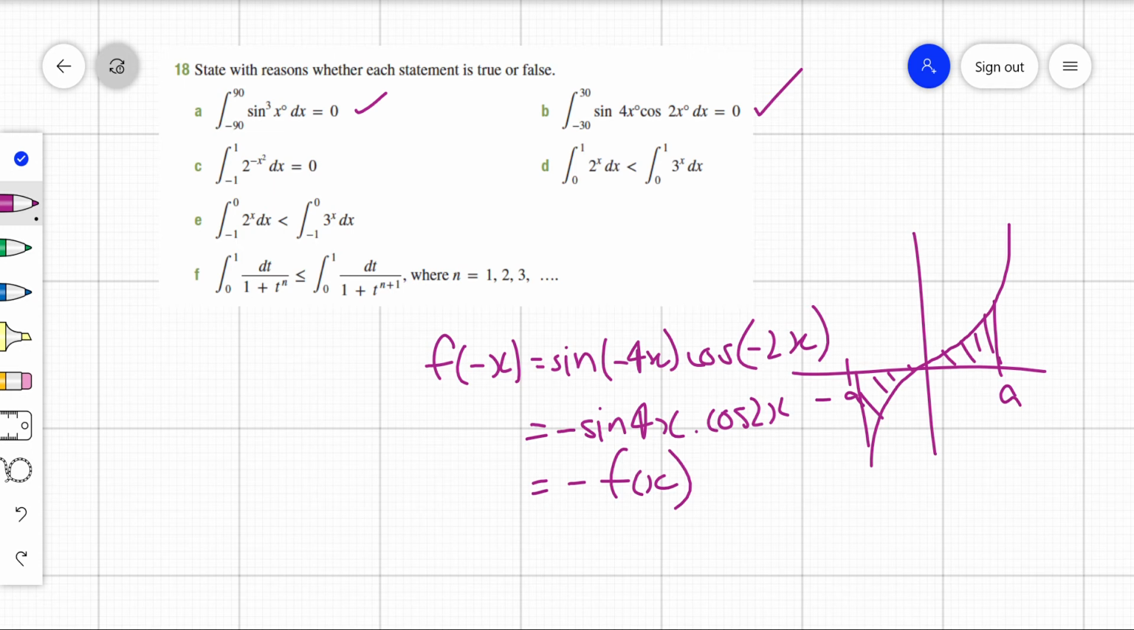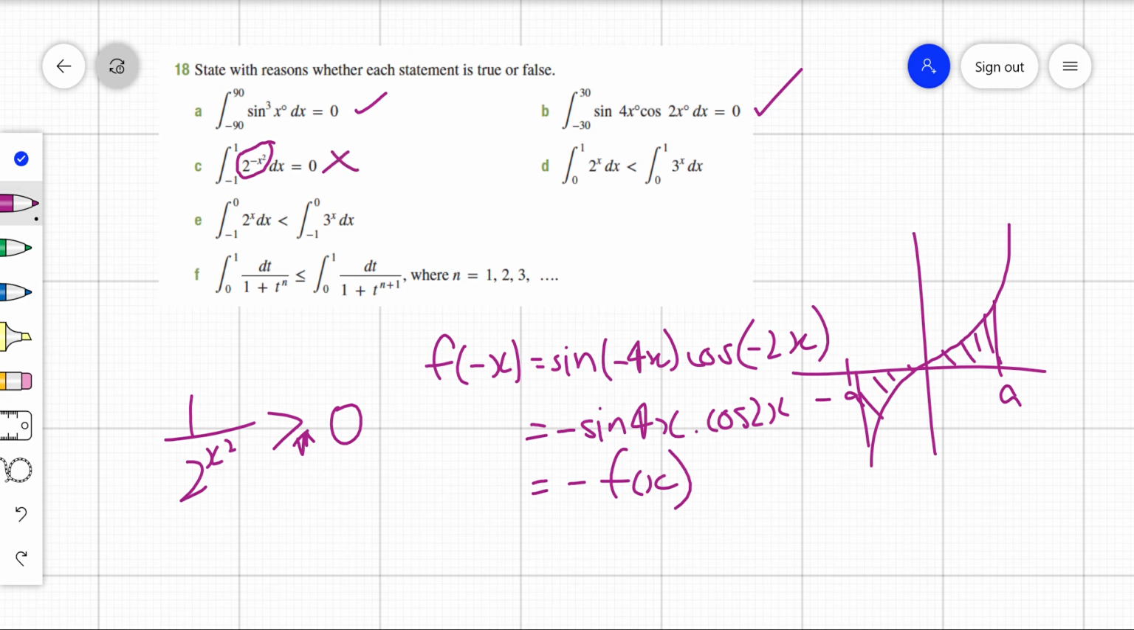All right, so let's go to here. C. This function here, we know 2 to a power is always positive, so another way to write that would be 1 on 2 to the x squared. We know that's always greater than 0, it's always positive. So if I'm going between negative 1 and 1, it's always positive, so I'm definitely going to get a positive area. So this one would be false.